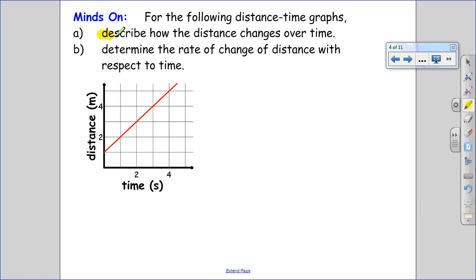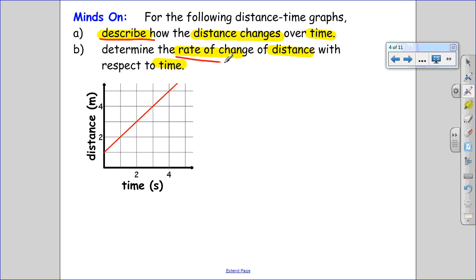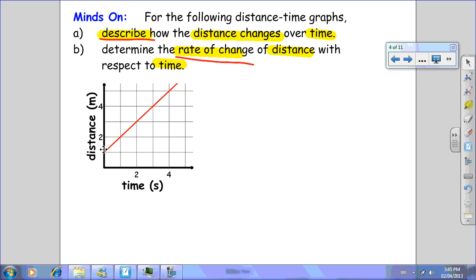So we're going to describe changes in distance over time, and we're going to determine the rate of change of distance with respect to time. Okay, so we're describing and we're finding a rate of change. Let's look at the graph. What's happening? The distance is going up and the time is increasing. So I could say as distance increases, so does the time. And I've written that on the next slide, so it's neater.